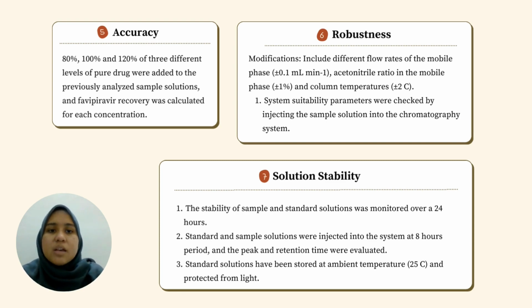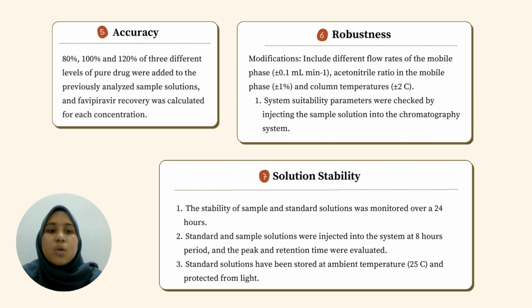Next is robustness. Modifications include different flow rate of the mobile phase, acetonitrile ratio in the mobile phase, and column temperature. After each change, system suitability parameters were checked by injecting the sample solution into the chromatography system, and the results were compared with those under the original chromatography condition.